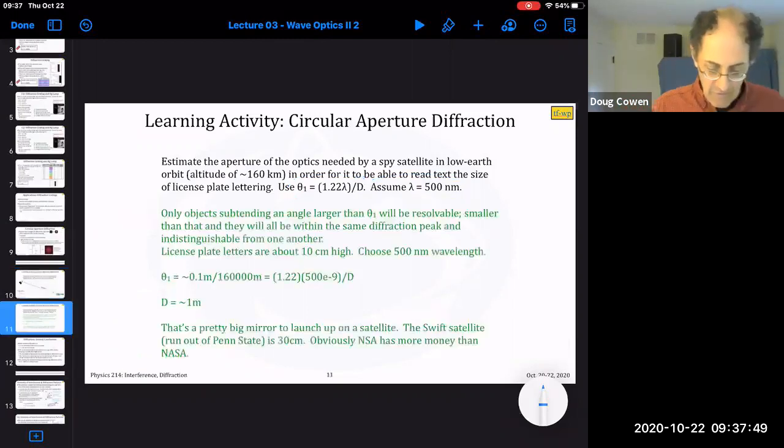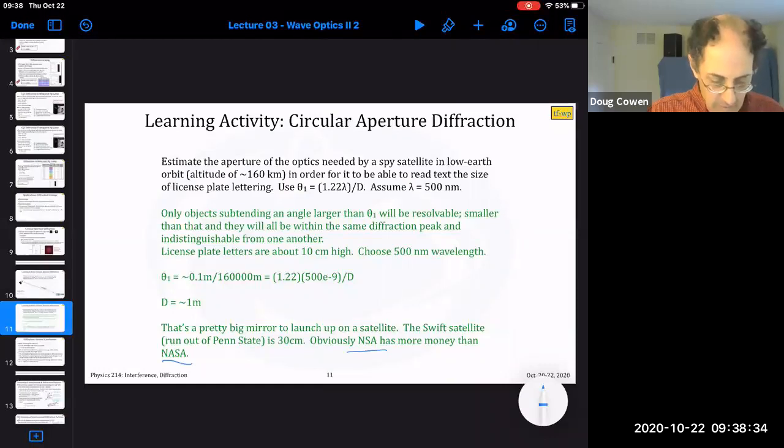And just for reference, the Swift satellite, which is run out of a building 2 miles west of campus here, partly by the Penn State Astronomy Department, has a mirror on it that's 30 centimeters. And that was a very expensive NASA satellite project when it was launched. Here we're talking about scales probably 3 or 4 times larger than that in order to have an effective spy satellite. So obviously the NSA has a lot more money than NASA.